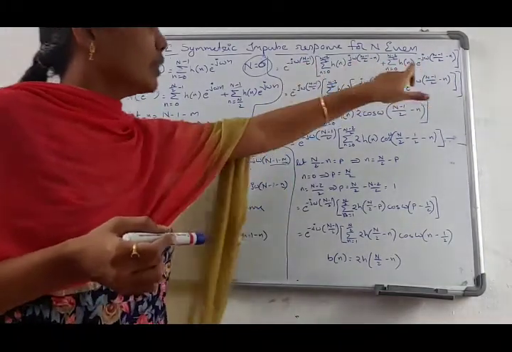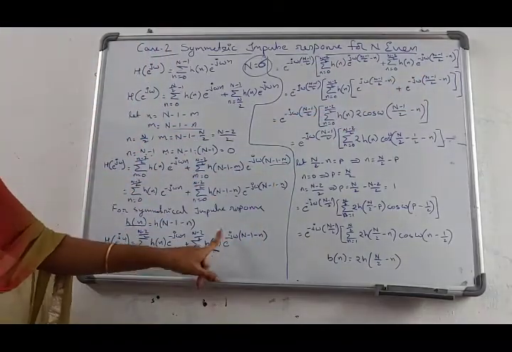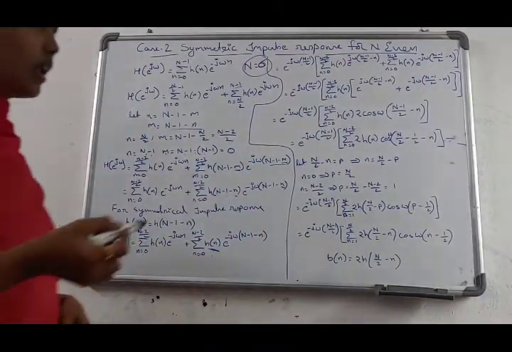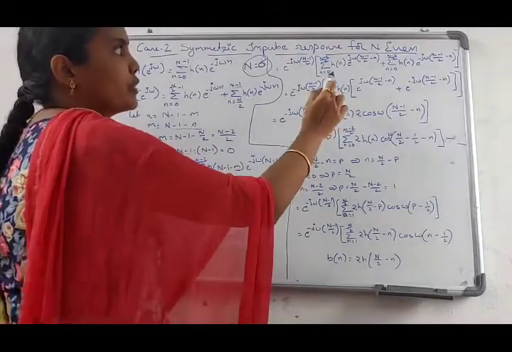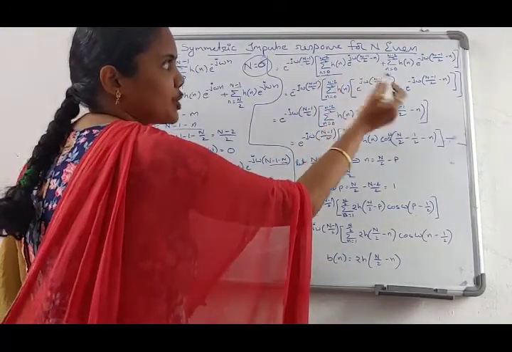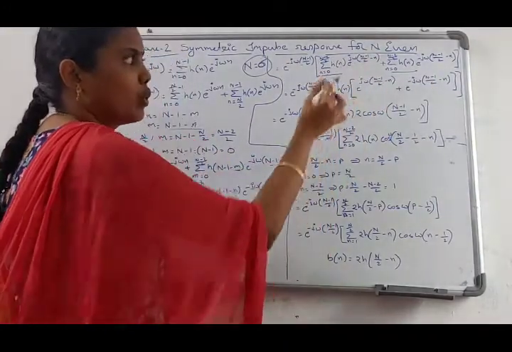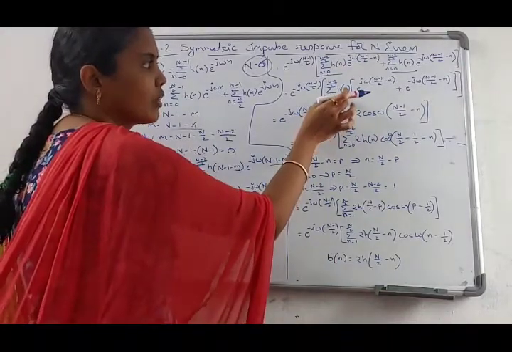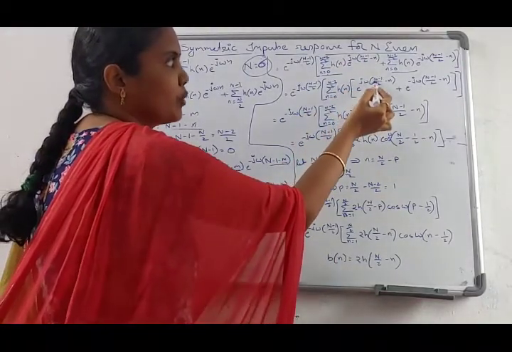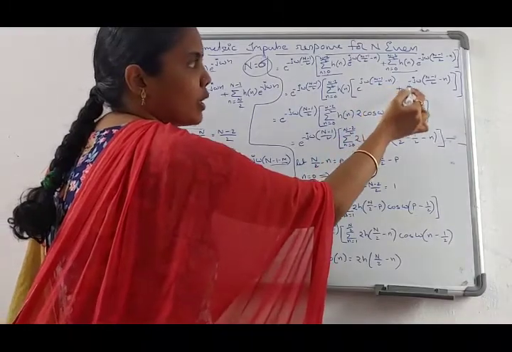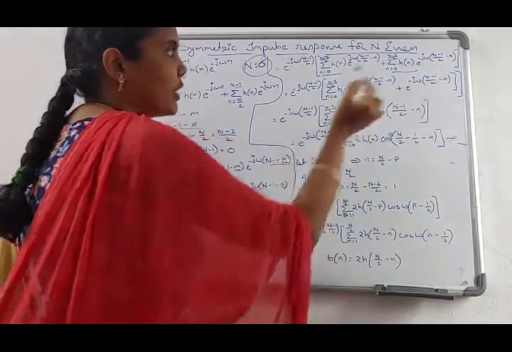If you multiply these two, you are getting e power minus j omega (N minus 1) minus n. Now, in these two equations, the summation of h of n is common in both, so you have to take it common. The remaining terms are e power j omega ((N minus 1) by 2 minus n) and e power minus j omega ((N minus 1) by 2 minus n).